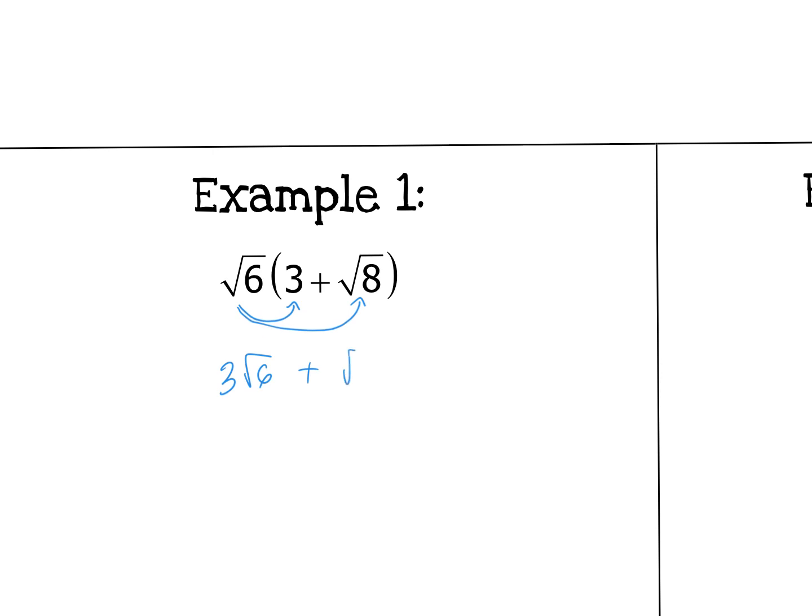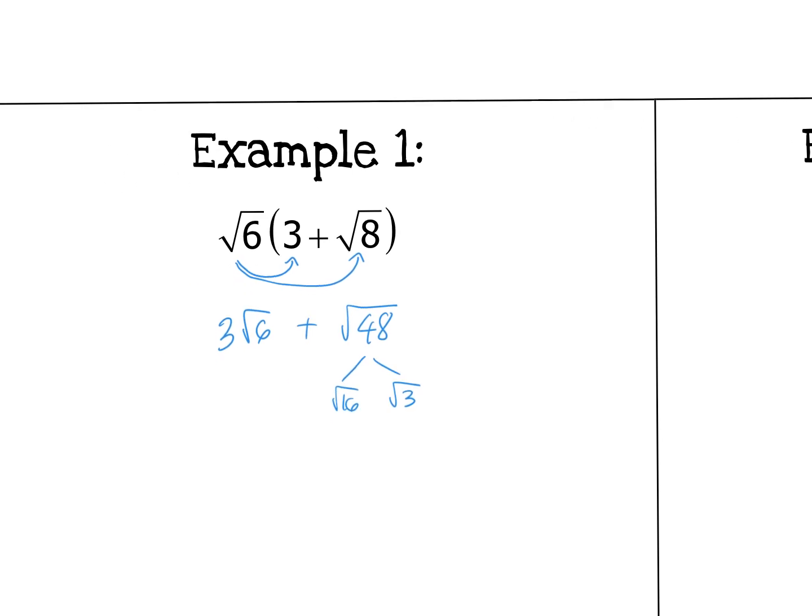And then we have square root of 48. 6 times 8, 48. Break down square root of 48, I will have square root 16 times 3, because 16 times 3 gets 48. Then I will have 4 square root 3. All right, and I'm checking, do I have the same radicand? No, I don't. So this is my final answer.